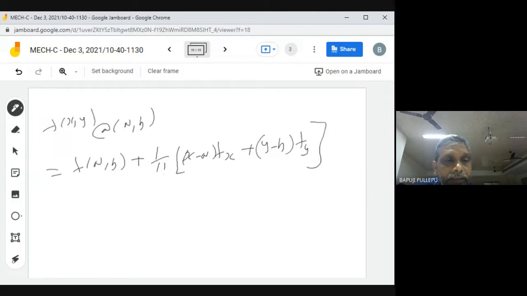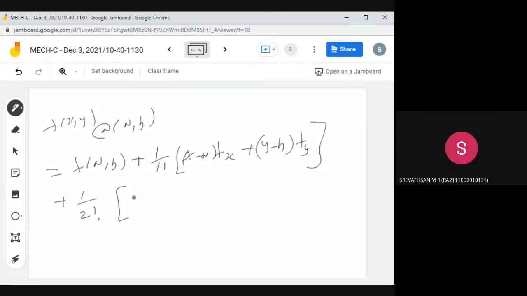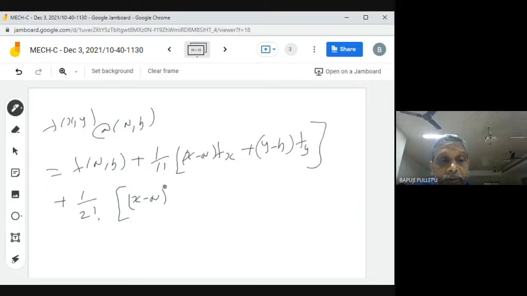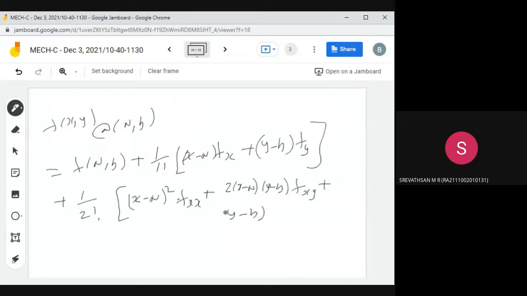Next, what will you get? 1 by 2 factorial, tell me what you will get: 1 by 2 factorial times (x minus a) whole square into fxx at (a,b), plus 2 into (x minus a) into (y minus b) into fxy at (a,b), plus (y minus b) whole square into fyy at (a,b).